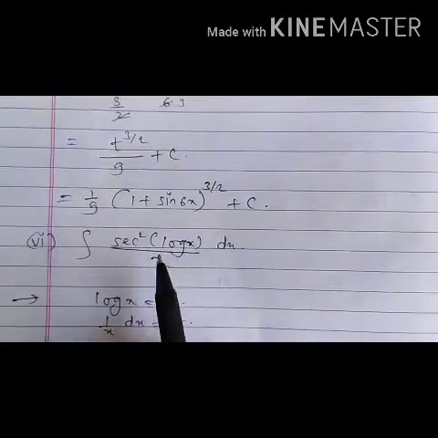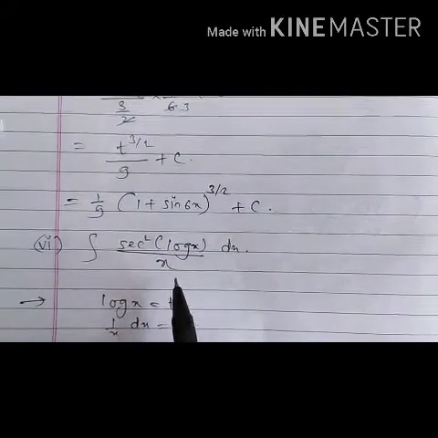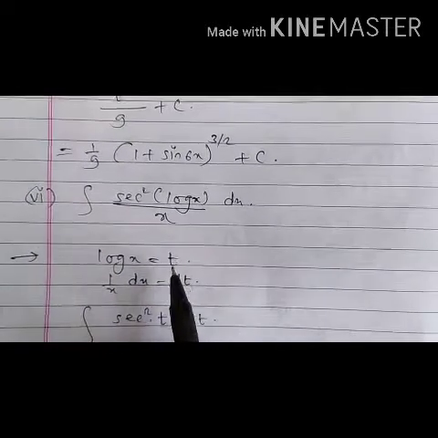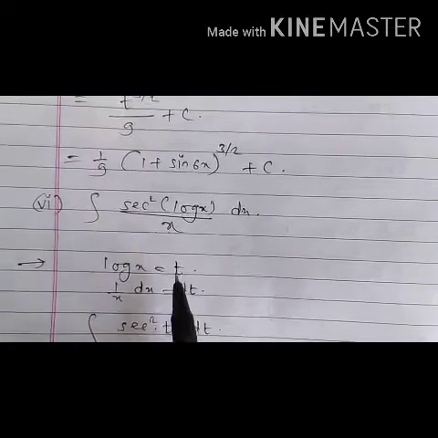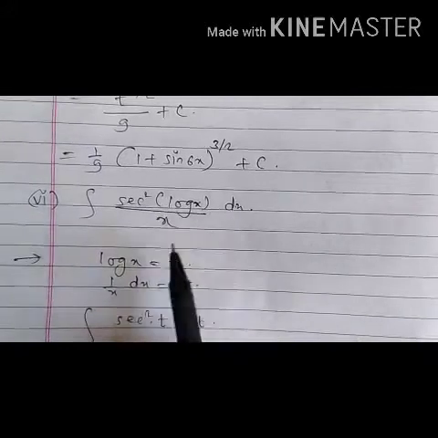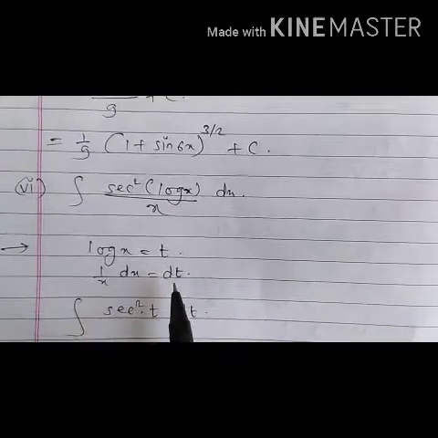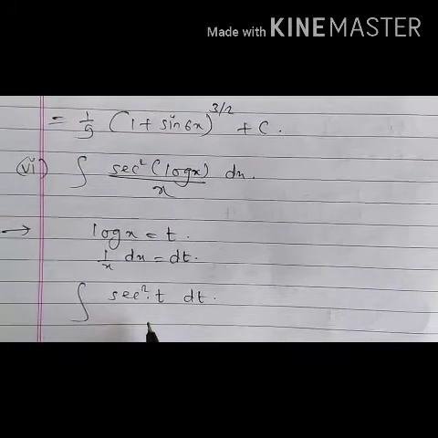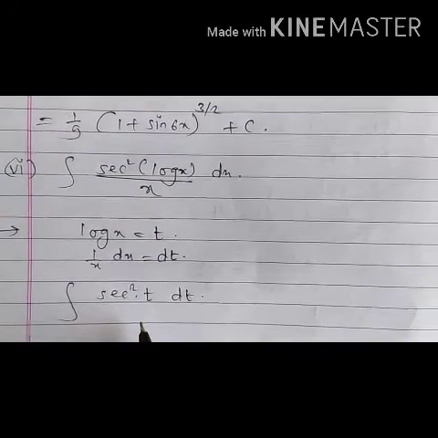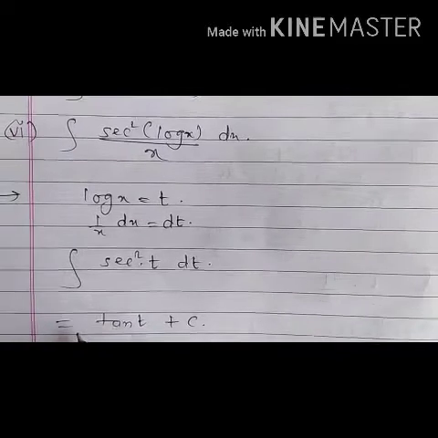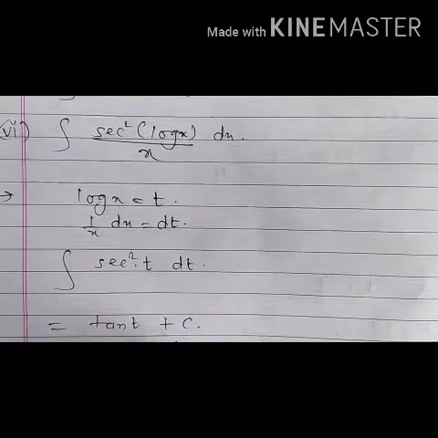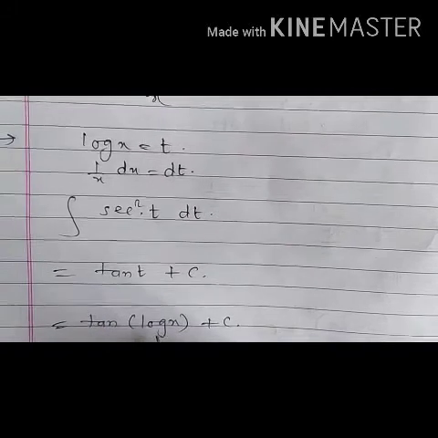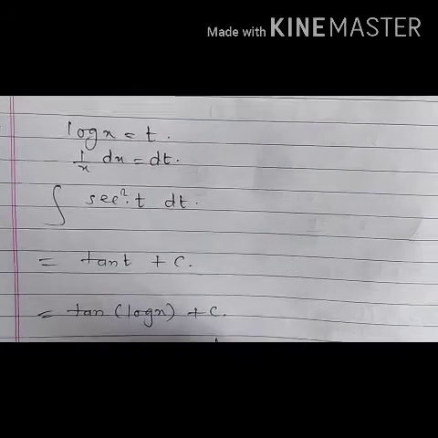Now the next example, sixth one. Integration of sec square of log x upon x dx. Now here we'll put log x equals to t, so that we are getting 1 by x dx as dt. It is there 1 by x into dx. Okay, so we'll put here dt. Now sec square t dt. Now we know that integration of sec square t is tan t. So it will be tan t plus constant of integration. After resubstituting the value of t, we are getting tan of log of x plus constant of integration.